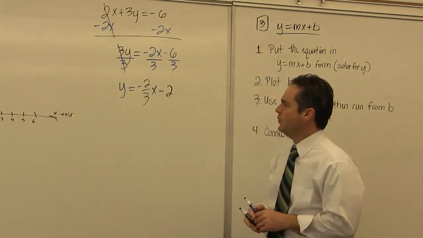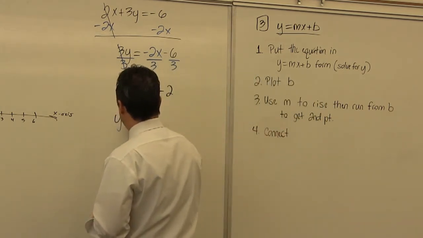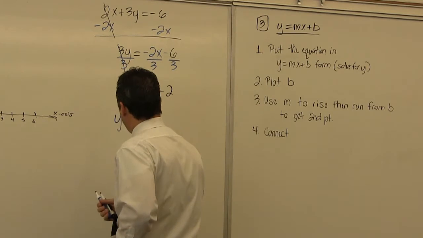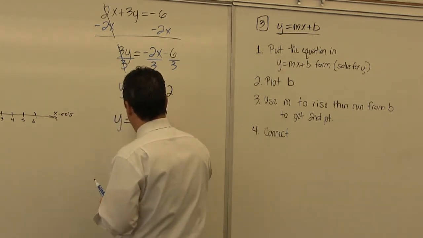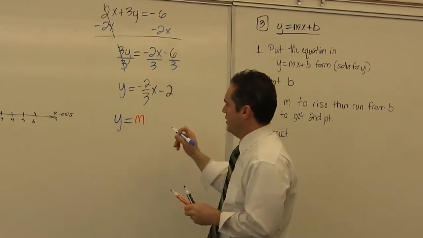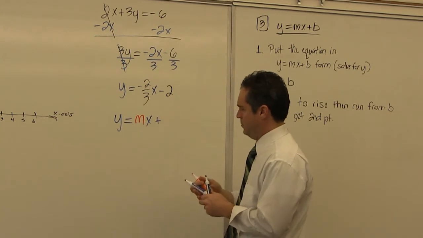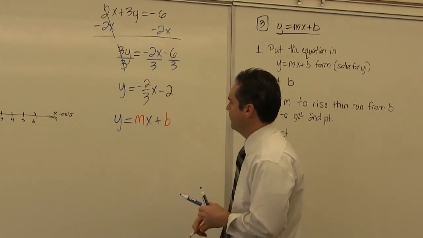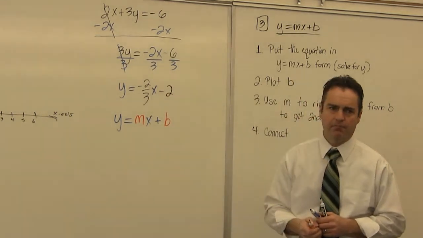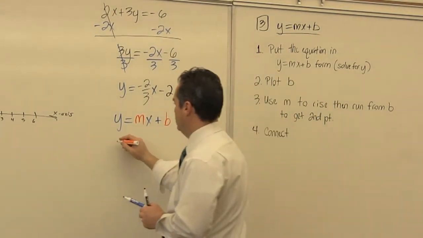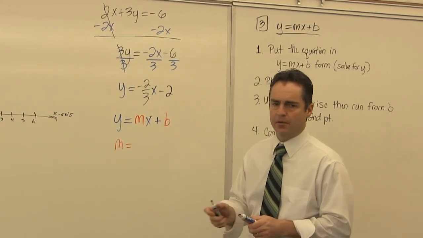Good job. Now let's think about this. This is of the form y equals mx plus b. So if we look at this, what is m? M is, that's right, negative 2/3. Very good.